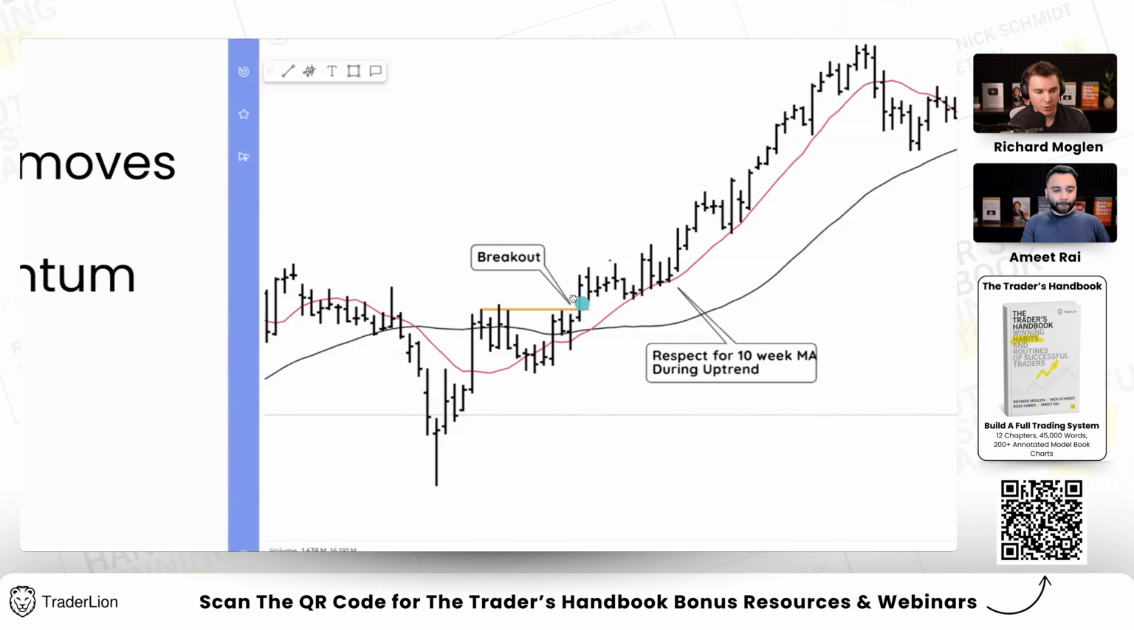Then what do we have before the breakout? An upside reversal bar off the moving averages. Again, guys, this applies on all time frames, whether it's a daily chart or weekly chart. What's down here? A tight range where the closes are all close together. We see expansion up, then the upside reversal, and then we break out.